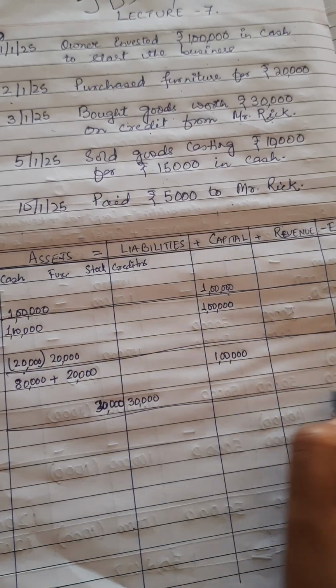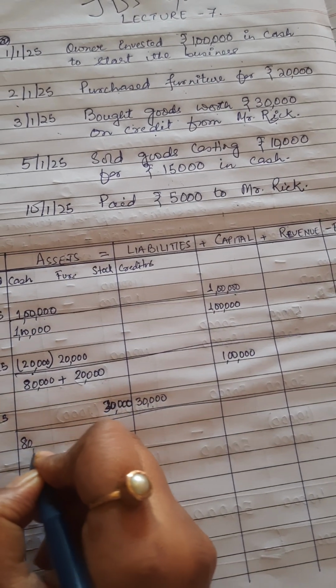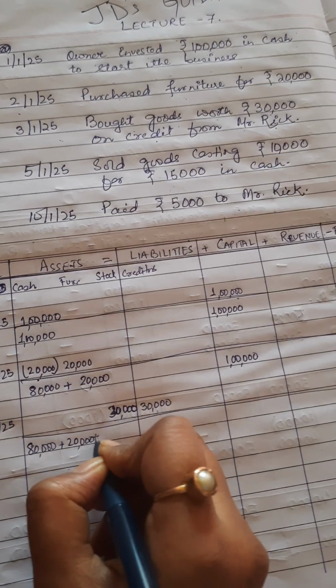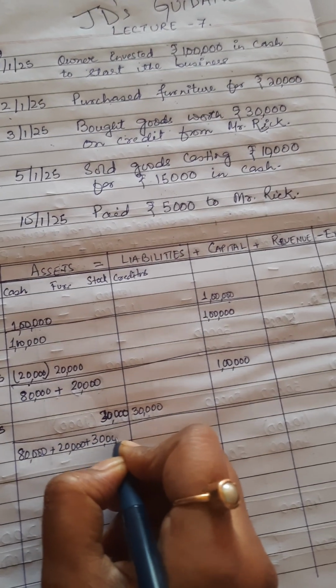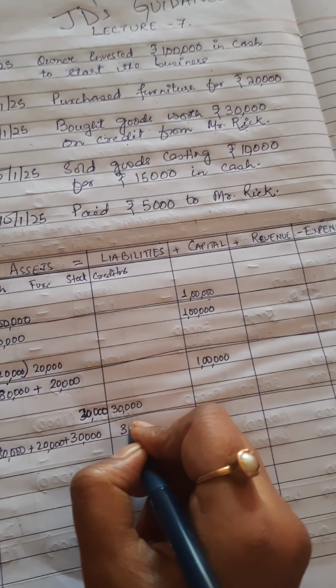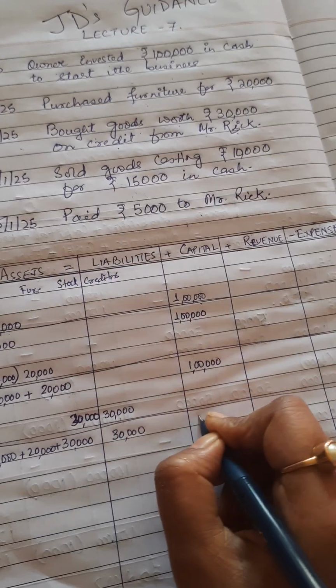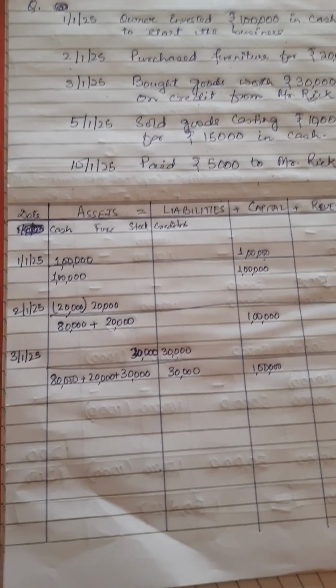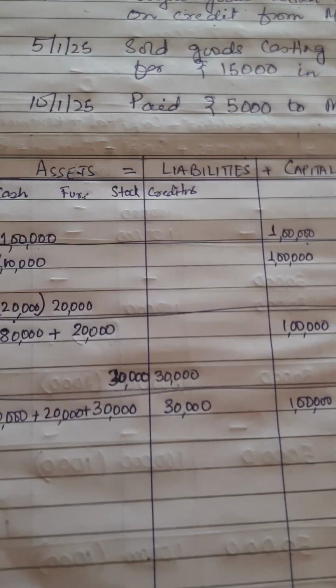Okay, I total it again. So I have with me 80,000 plus 20,000 plus 30,000. So I have 1,30,000 in the left hand side. In the right hand side, I have 30,000 creditor and 1 lakh capital. So that way, both the sides are equal. Fine, friends. I hope you understand.